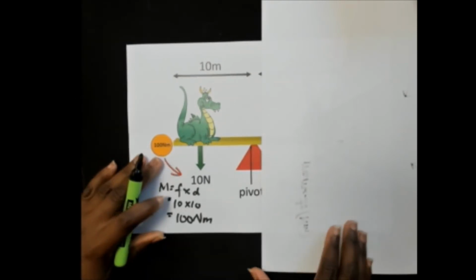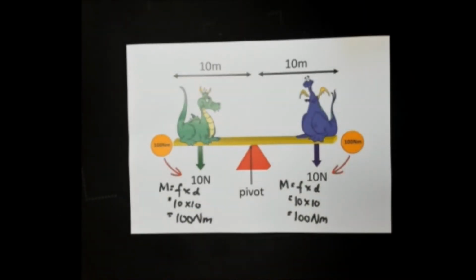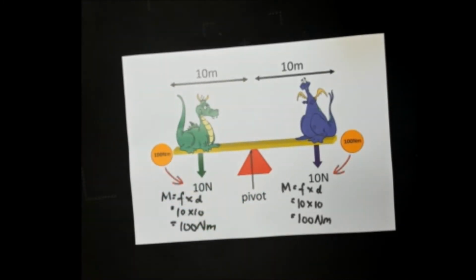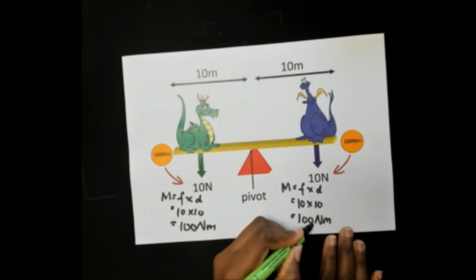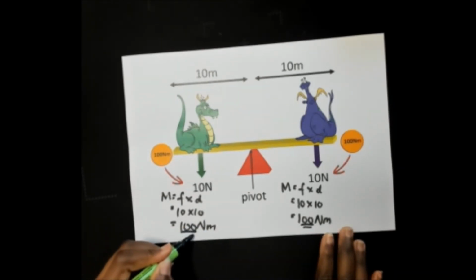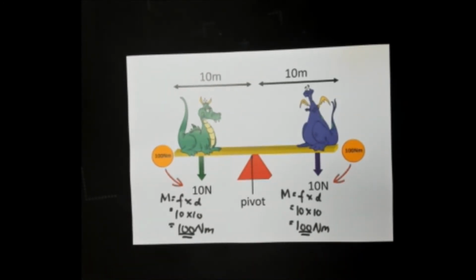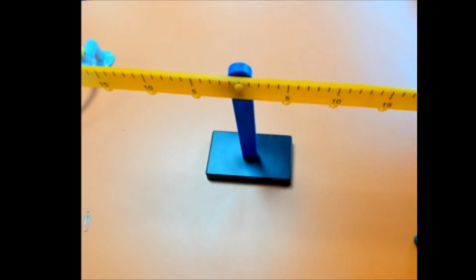Now, based on the principle of moments, will it be balanced or will it not be? Looking at your values, the clockwise moment is 100 newton meters and the anti-clockwise moment is also 100 newton meters. So do you think the object will be balanced? Yes or no? Have a think about it. Pause the video and write what you think. Because the clockwise moment is 100 and the anti-clockwise moment is 100, the moments are the same, and so the seesaw is balanced.